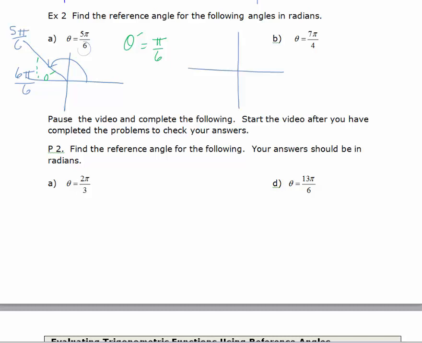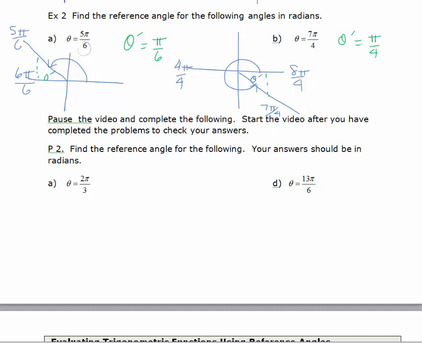But this time when I draw the angle, since the denominator is 4, I'm going to call pi the same as 4 pi over 4, and 2 pi would be 8 pi over 4. And so I can see now that if I want to draw 7 pi over 4, I'd be 1 pi over 4 short of 8 pi over 4. So if I drew my angle, this would be 7 pi over 4. And theta star, theta prime, my reference angle, is going to be this little angle in here. And so I'm 1 pi over 4 short of 8 pi over 4, so the reference angle is going to be pi over 4.